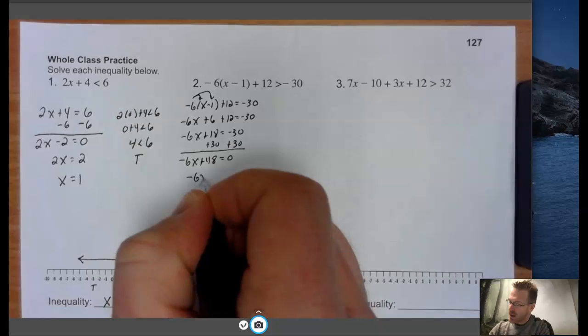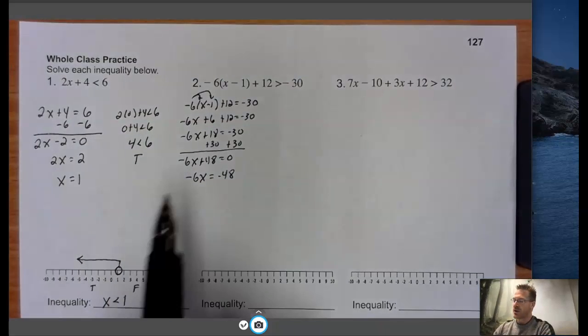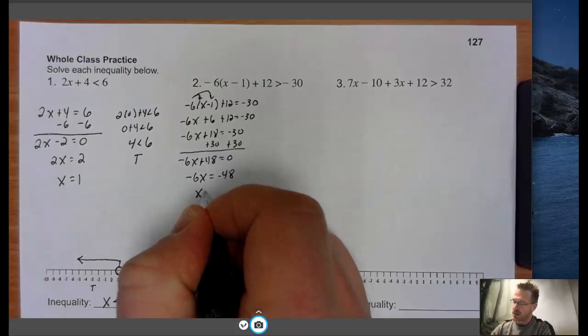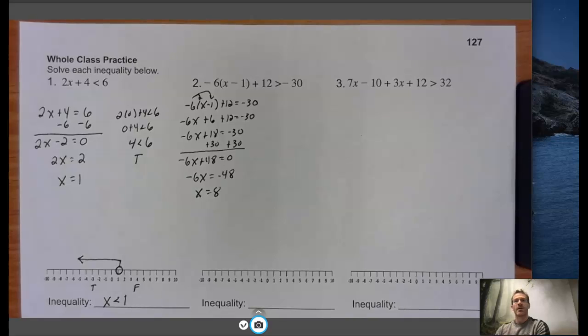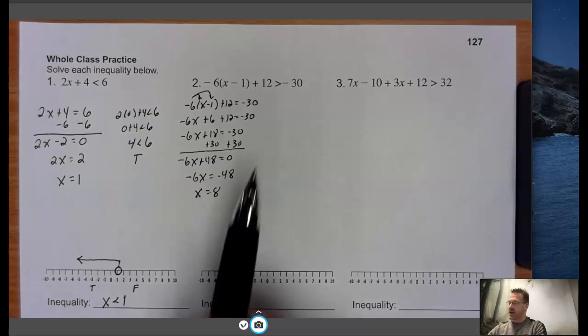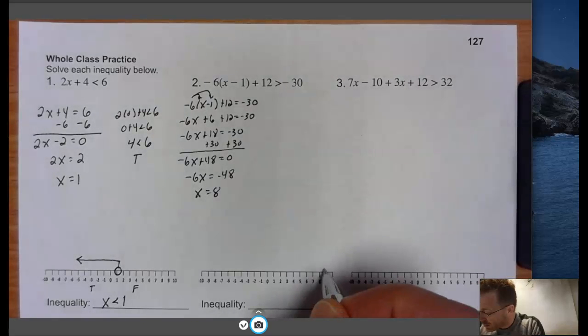So -6x equals -48. And now it's a multiplication problem. -6 times what is -48? And the answer would be +8. All right, so +8 is our anchor here. So that's where these are equal. So I'm going to mark that on my number line. Now once again, I'm going to go back and look at my symbol. It's greater than, so that's going to have an open circle.